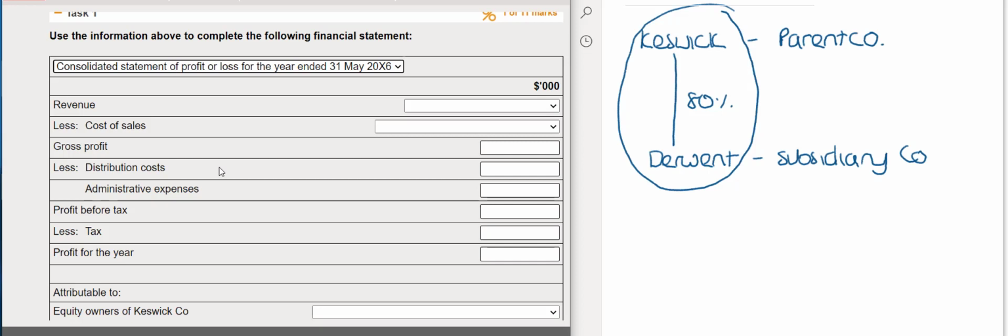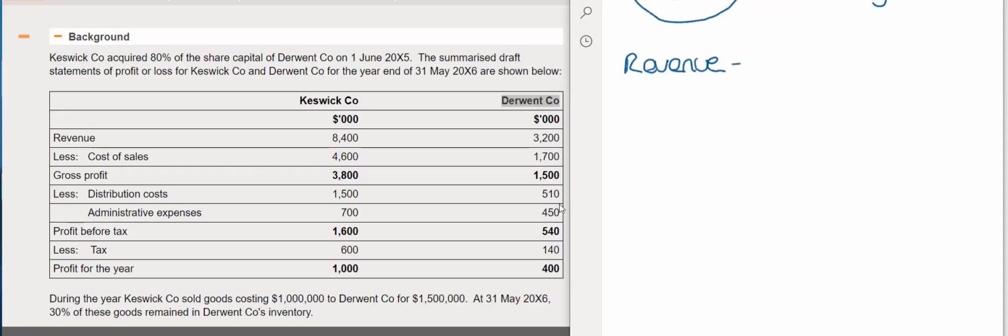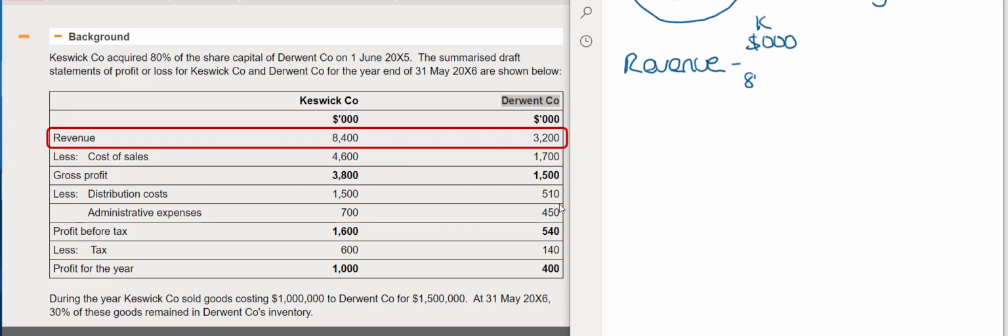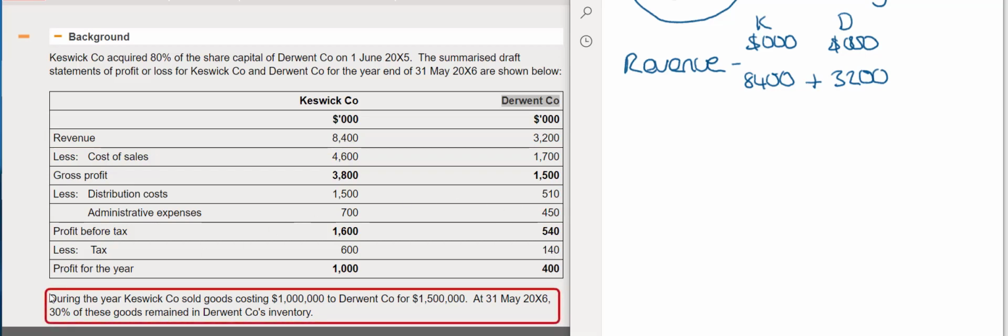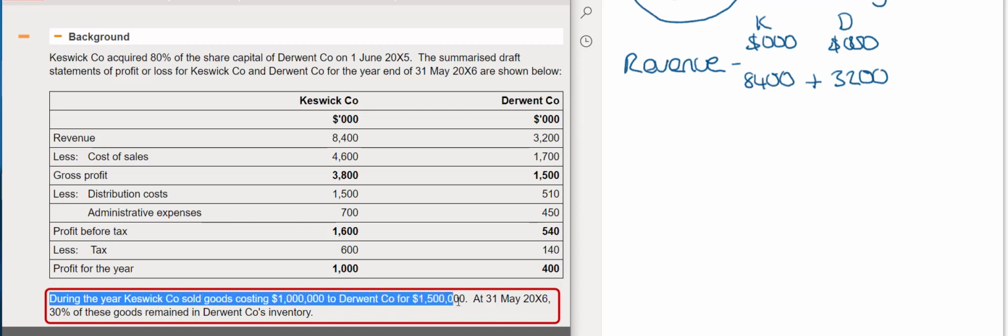The next step is to look at each of the individual balances line by line and decide what needs to be included. So first of all, for our revenue figure, we can see that the revenue for Keswick was 8.4 million. Added to this would be the revenue for Derwent, which amounts to 3.2 million. What we're also told in the information just underneath is that during the year, Keswick sold goods costing 1 million to Derwent for 1.5 million.